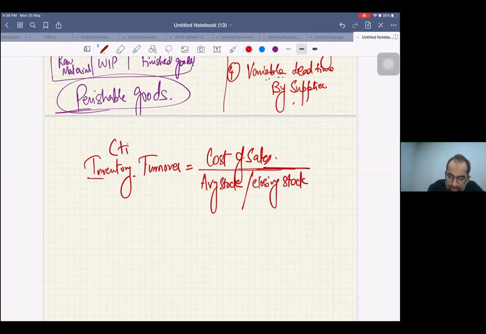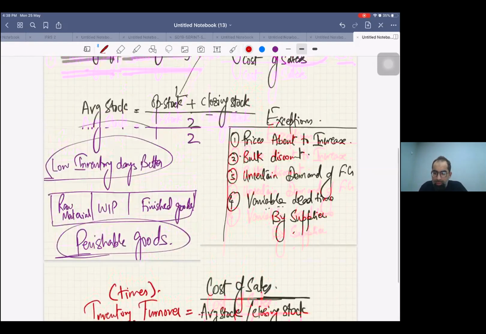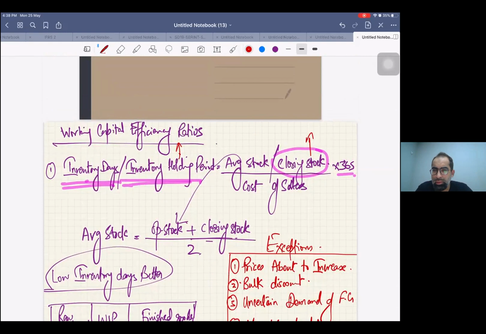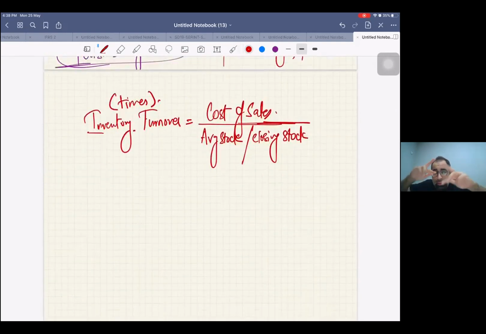And this comes in times. Okay, so hold on a minute. Look at this formula, the new formula and the old formula. This is the old formula, and that one is the new formula. Just reciprocal, reverse formula, right?